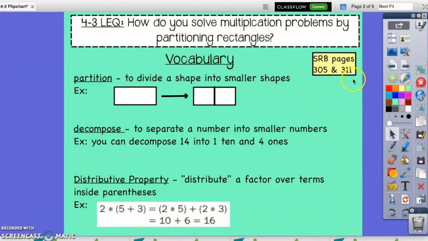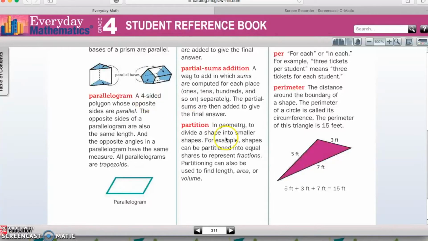Just a reminder, we can always find our vocabulary words in our student reference book. We can either use the online version of our textbook, or we can always use the hard copy at school. I will quickly show you. Our vocab words are found on pages 305 and 311 of our textbook. I am on 311 right now.